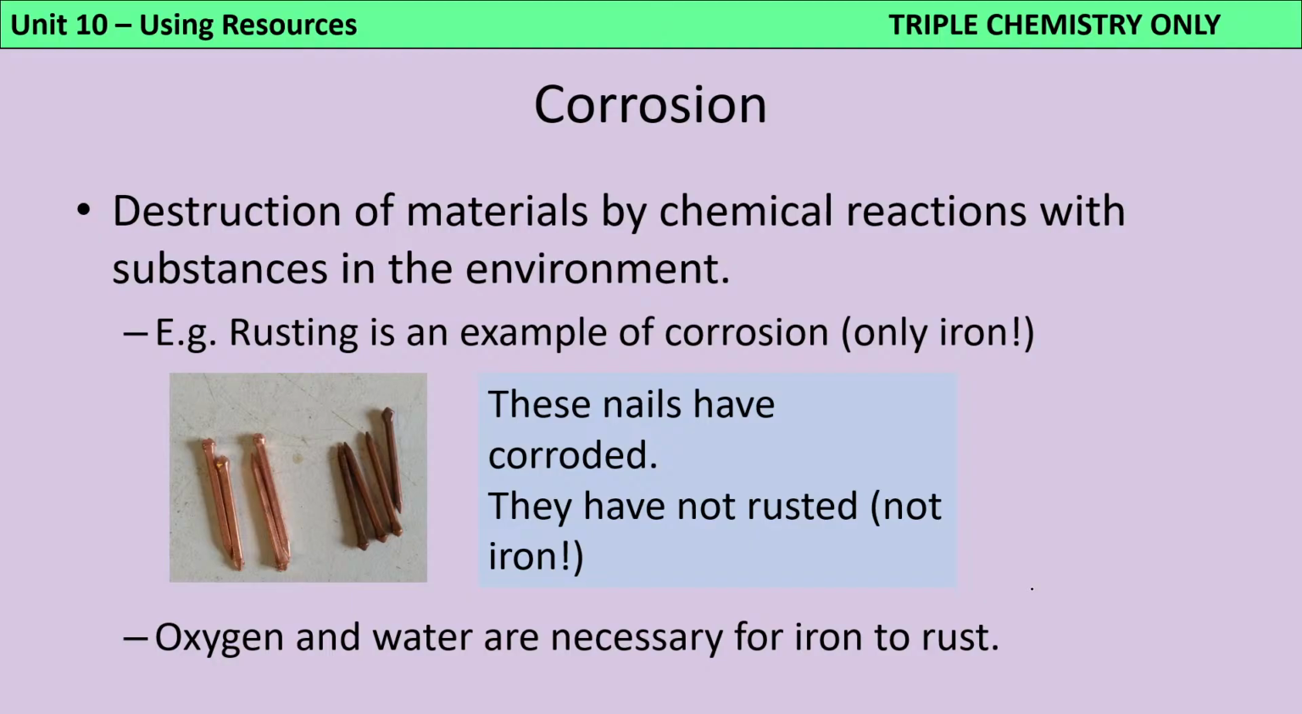So rusting is one example of corrosion, but there are two important things to bear in mind, because rusting only applies to a very narrow window. It has to be iron. So these copper nails have not rusted because they're not made of iron. They're made of copper. So we say they're corroded instead. And the second thing is that when an iron object rusts, it reacts with oxygen and water.